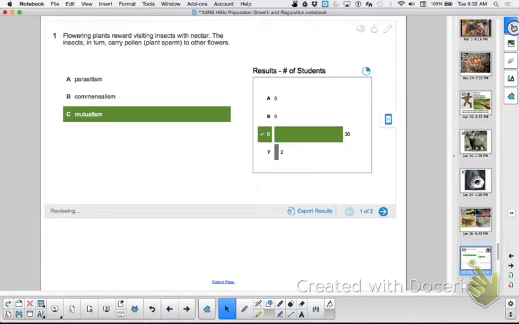Yay, 100%. Did we get 100% on the last one? No, we didn't. Okay, so we have 100%. Yay, that's our first 100. I've got it right here, one more.